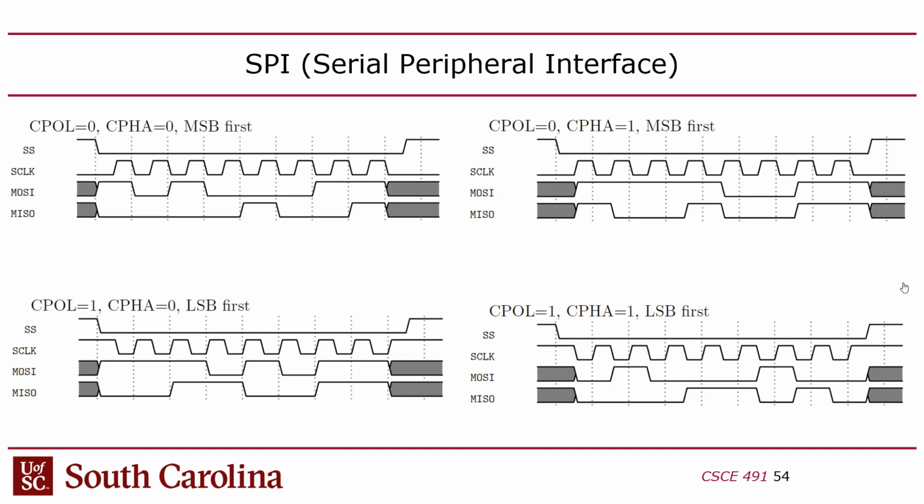Now, if I change C-fa to 1, C-fa 1 means that I'm going to read the data on the second edge of the clock, which means that the data will change on the first edge of the clock, right? So when C-fa is 1, check this out. C-pole is 0, so the clock starts out as 0. The first edge of the clock is a rising edge. The data changes on that rising edge, but it's not read until the next falling edge, right? Which means that if C-fa is 1, the data doesn't get that head start ahead of the clock. It changes on the first clock edge. Does that make sense?